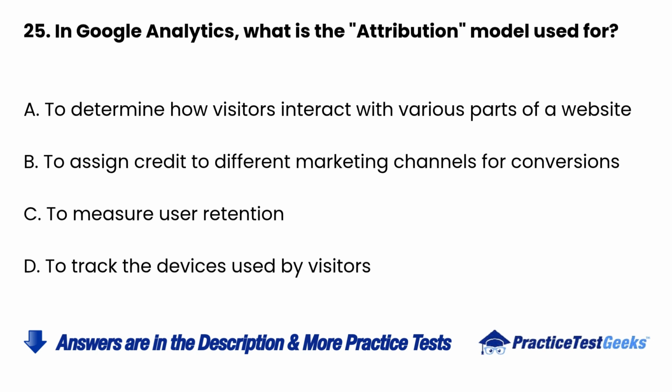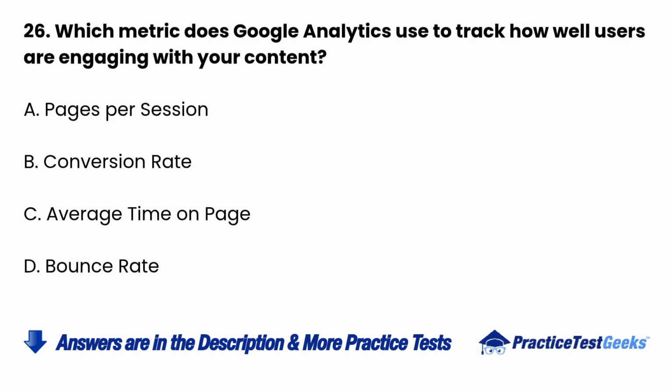25. In Google Analytics, what is the attribution model used for? A. To determine how visitors interact with various parts of a website. B. To assign credit to different marketing channels for conversions. C. To measure user retention. D. To track the devices used by visitors.